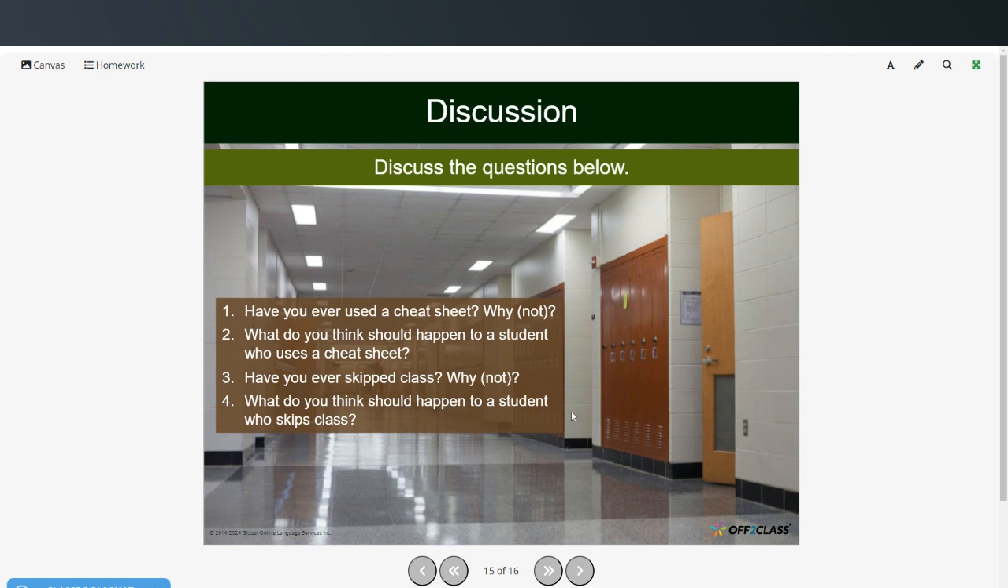All right, and so write down some answers to these questions. Have you ever used a cheat sheet? Why or why not? What do you think should happen to a student who uses a cheat sheet? Have you ever skipped a class? Why or why not? And what do you think should happen to a student who skips class?